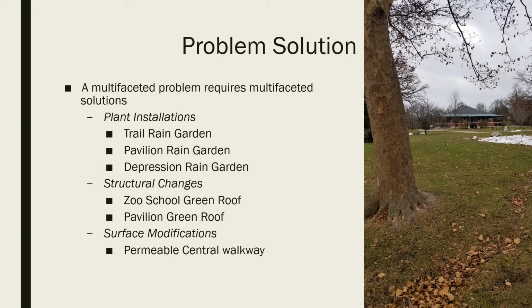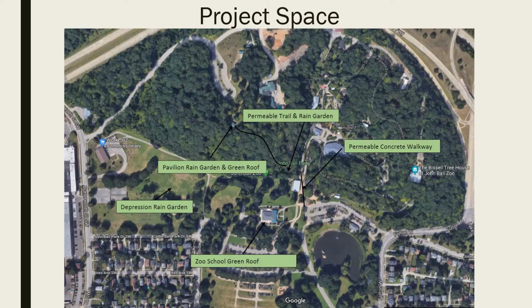So we're going to explore each of these installations in a little bit further detail as we go on. Our project space is shown here. Our problem solution consists of 3 plant installations, 2 structural changes, and 2 surface modifications as shown by the arrows and by the lines. The plant installations of the rain gardens are implemented along the gradient trail that's shown as that wavy line, and are also shown as the depression rain garden that's shown in the open space, and also the pavilion rain garden that is shown at the top of the squiggly line.